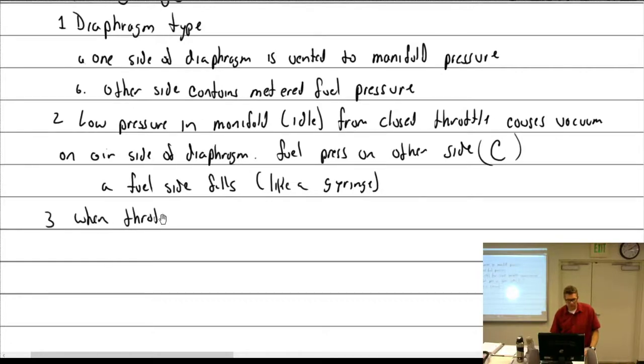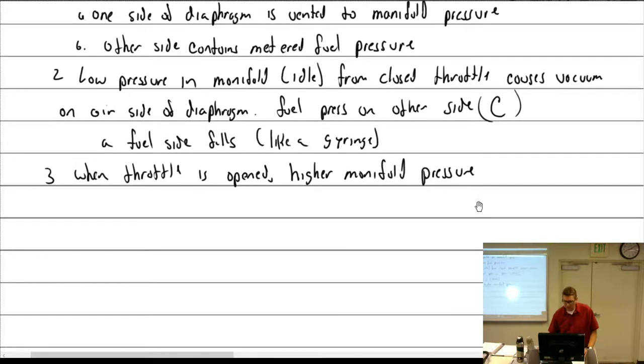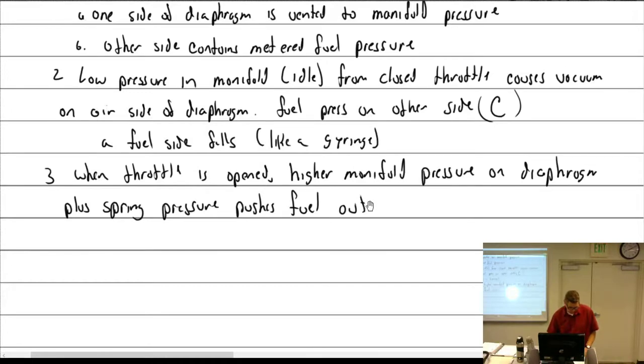When the throttle is opened, higher manifold pressure on the diaphragm, plus spring pressure, pushes fuel out to the discharge nozzle. So we have extra fuel.